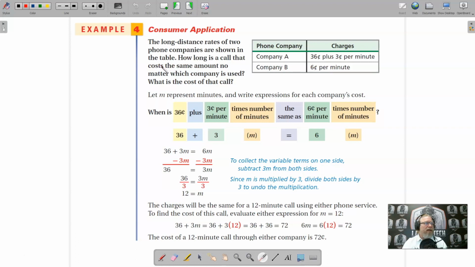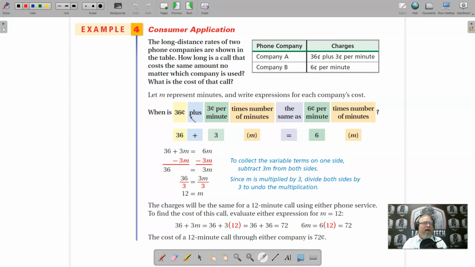It says here, how long is a call that costs the same amount? So same lets us know, see this, an equal sign? Whenever they say this is the same as that, well, we can say, okay, this over here is the same as that over here. So let's go ahead and make a statement. We're going to let M represent minutes in our equation. We're going to write expressions for each company's cost.